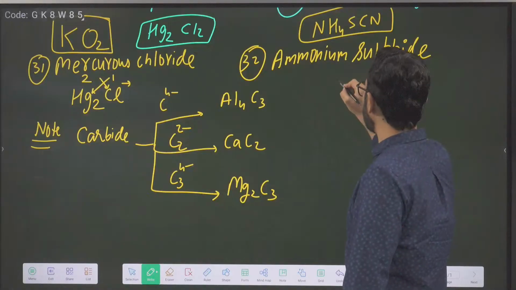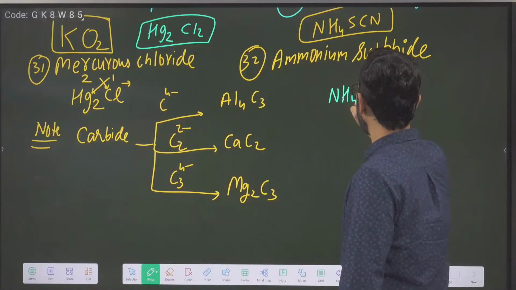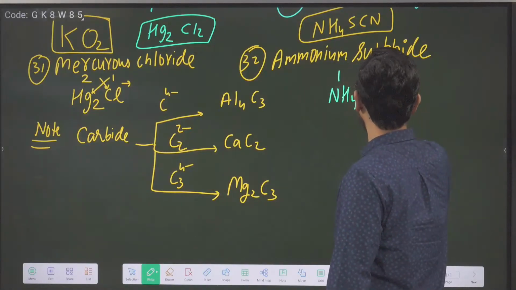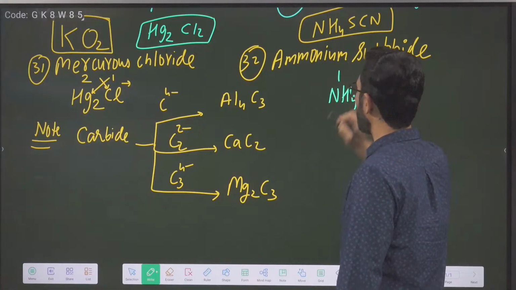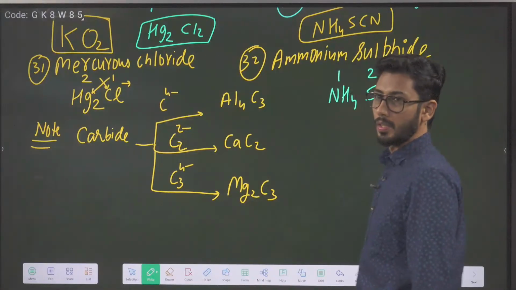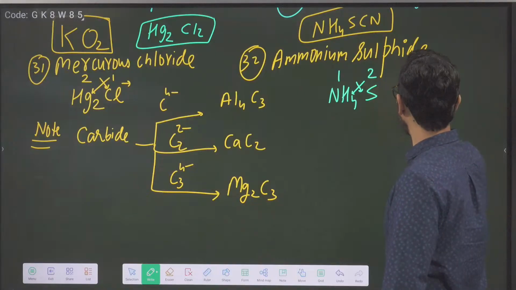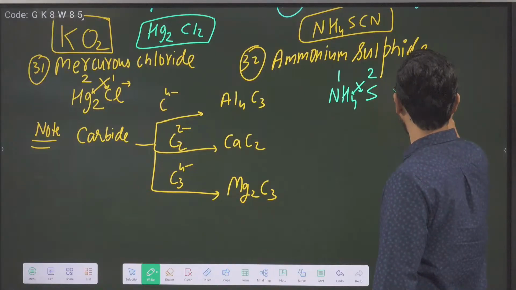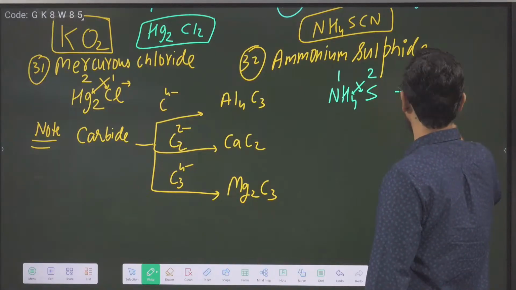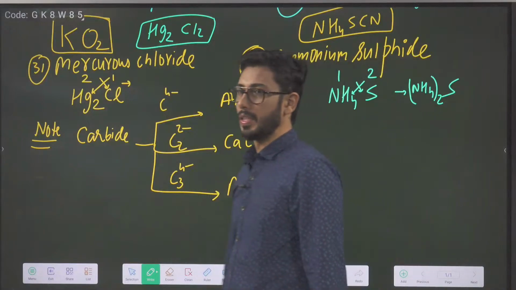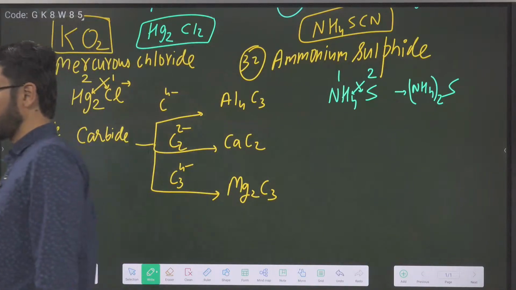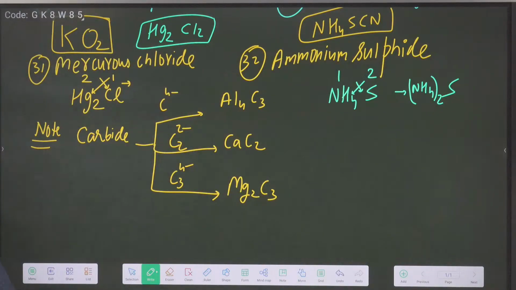Ammonium sulfide, NH4 plus 1, sulfide you can write S2 minus. Sulfide is S2 minus, it becomes (NH4)2S. So up to 34, any point you want to ask till 34.